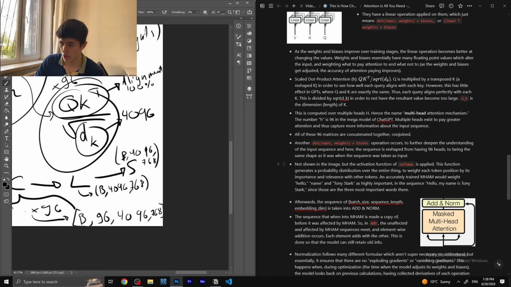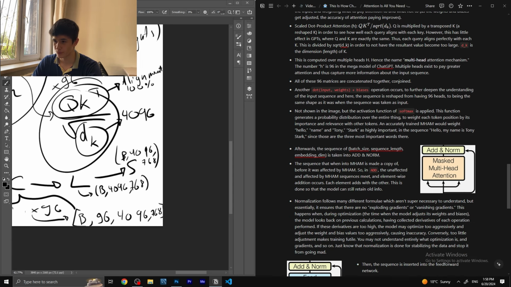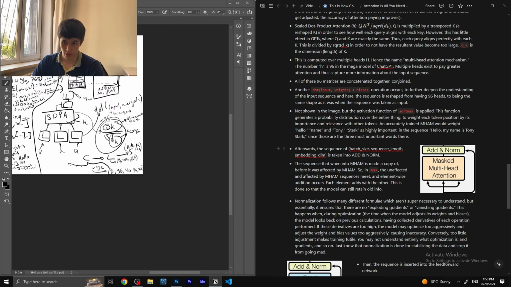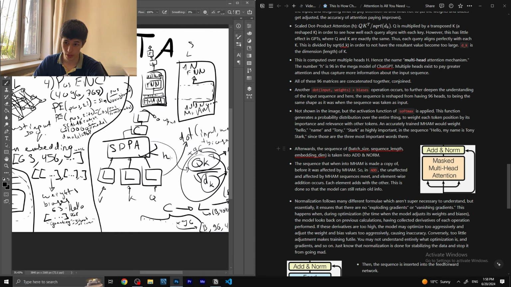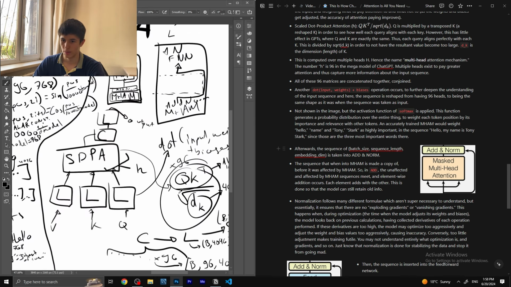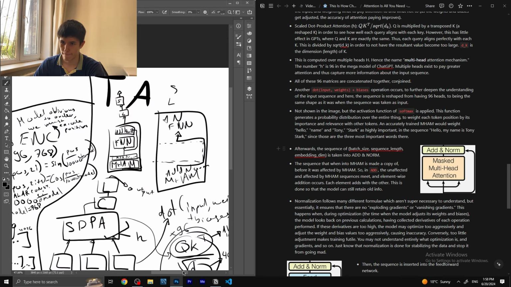So an accurately trained MHAM would weight hello, name, and Tony Stark as highly important in the sequence, hello, my name is Tony Stark, since these are the most important tokens there. That would probably be separated like that. You get the idea. So that's how it would look. Now afterwards we've completed all the space in here. We don't have any more space to demonstrate, but anyway, I'm still going to keep drawing over here.